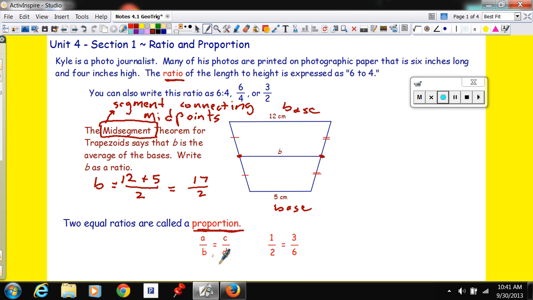Now on the next slide, we're going to look at how to solve proportions. And you've done it probably a million times already. But in geometry, we're going to definitely use it with our shapes and our triangles. We're going to need to set up proportions and we're going to need to solve them. So two equal ratios, we call it a proportion.